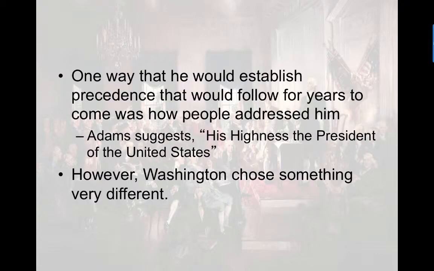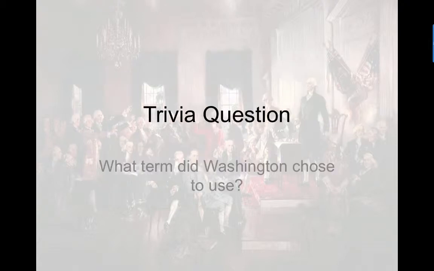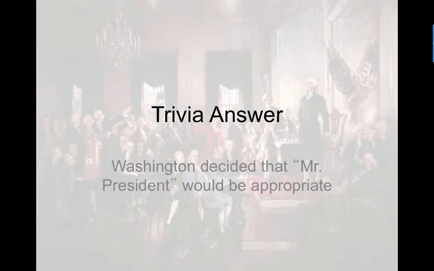presidents. One way that he would establish precedents that would follow for years to come was how people addressed the president. John Adams, his vice president, believe it or not, suggested His Highness, the President of the United States. As you might have guessed, Washington did not agree with being called His Highness. He thought it made him sound like a king, and quite frankly, it does. So, he chose Mr. President. That is still the term that we use today, Mr. President.